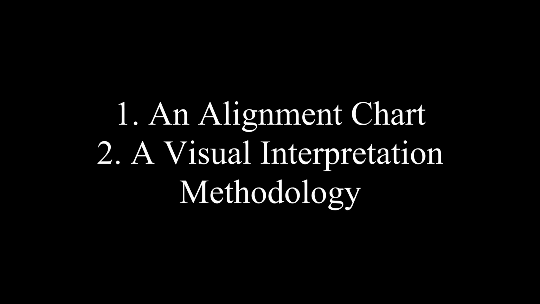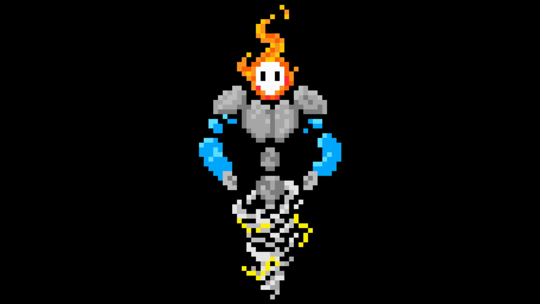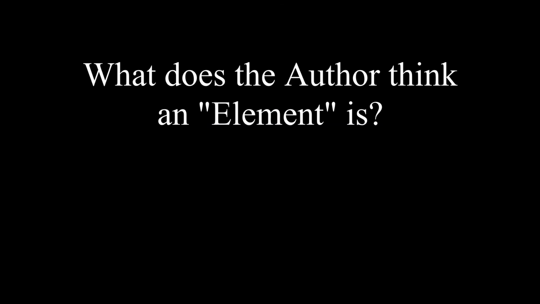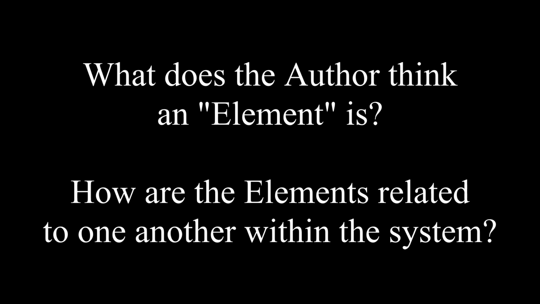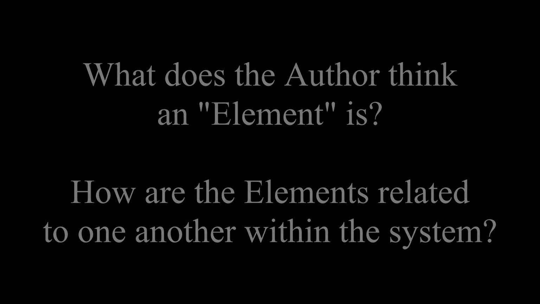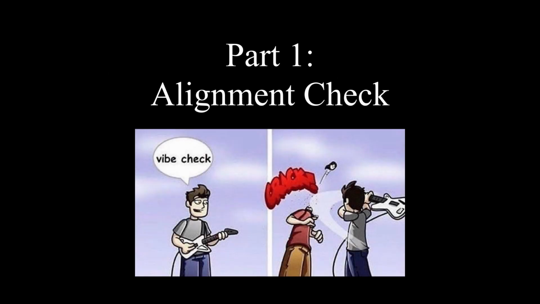This system comes with two halves, an alignment chart and a visual interpretation methodology. The first part asks the question, what does the author think an element is? The second part asks, how are the elements related to one another within the system? What is an element? The alignment chart.